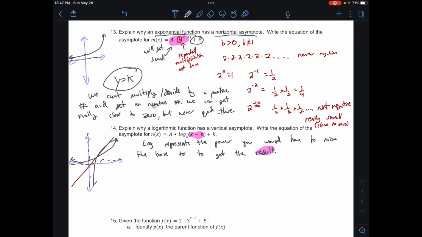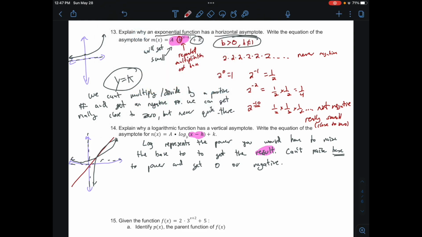But the problem is I can't ever raise a base to a power and get 0 or negatives, just like we said for exponential. And again, implied in this base is that the base is greater than 0 and the base does not equal 1. So it's the same exact explanation, basically, just a little bit reversed. We can't raise that base to some power and get a negative, or get 0. So it's undefined for that input of 0. So it switches our inputs and outputs.